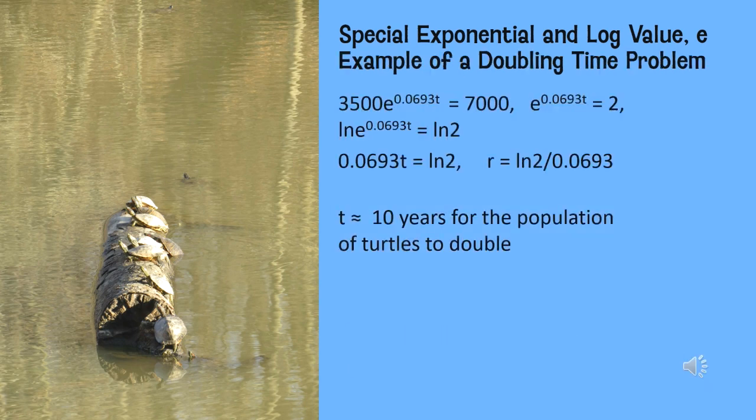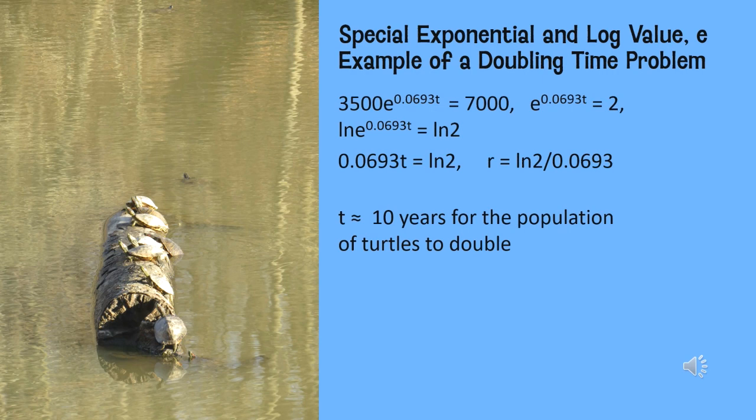We'll spend more time on solving exponential and log equations in another unit, but let's do a fairly simple example on a concept called doubling time. Suppose we have 3,500 turtles in this ecosystem, and we are interested in how long it would take for the population to double to 7,000 if they are currently growing at a continuous rate of 6.93%. So we're assuming continuous growth, and our initial value is 3,500 turtles. So my leading coefficient is 3,500.